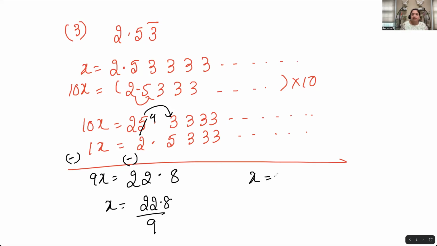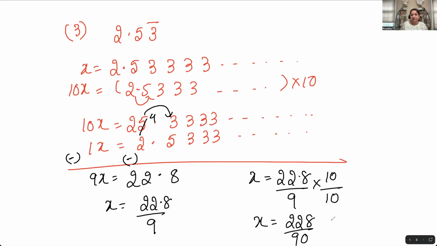We don't want the decimal number in the fraction. For that reason, you multiply by 10 on the top, 10 on the bottom. X is equal to 228 over 90. They both are even numbers, so they both are divisible by 2, which we can write as 114 over 45.